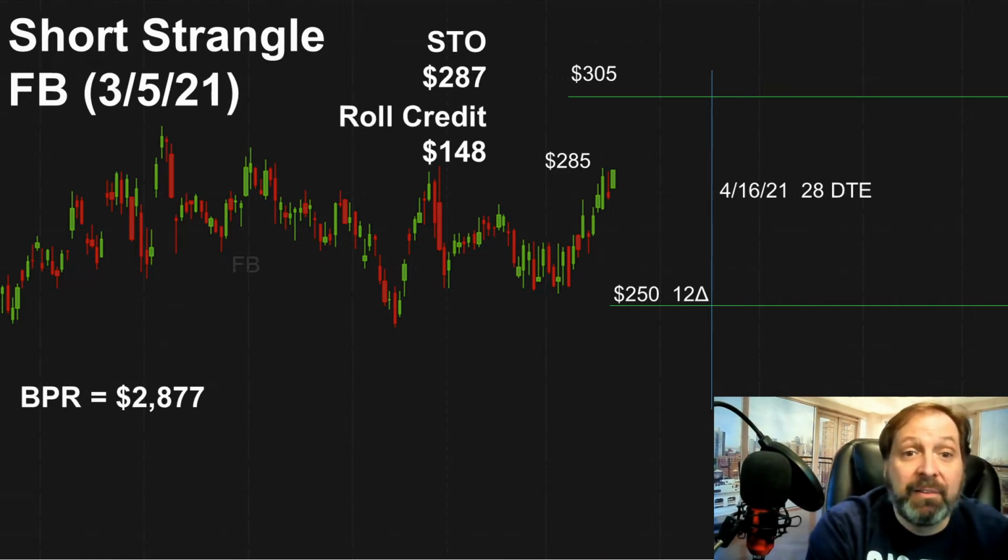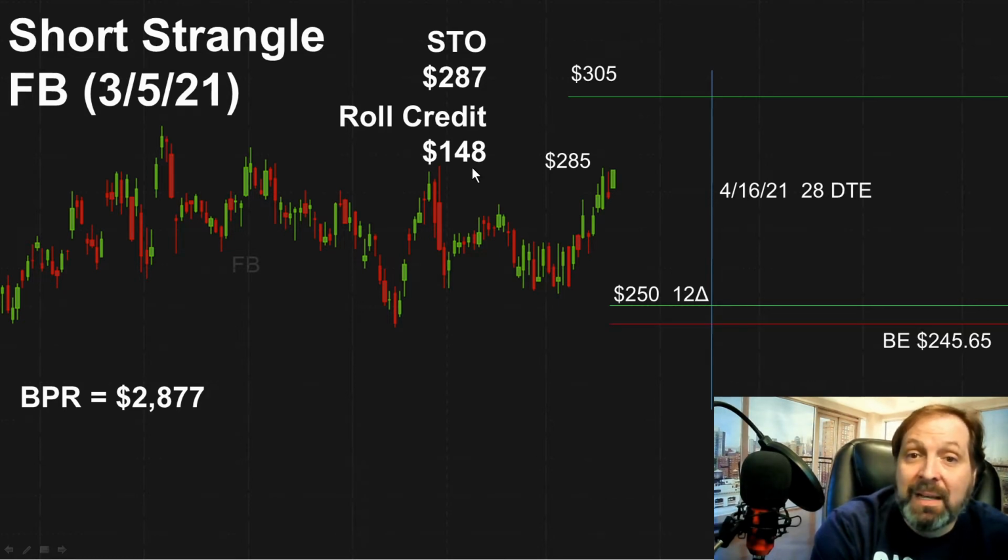So I got a credit for that. I collected $148 for rolling that put up to 250. And that makes my new break even on the bottom side 245, and my new break even on the top is 309. Okay, so perfect. I want it to stay within my trading triangle. And let's take a look.